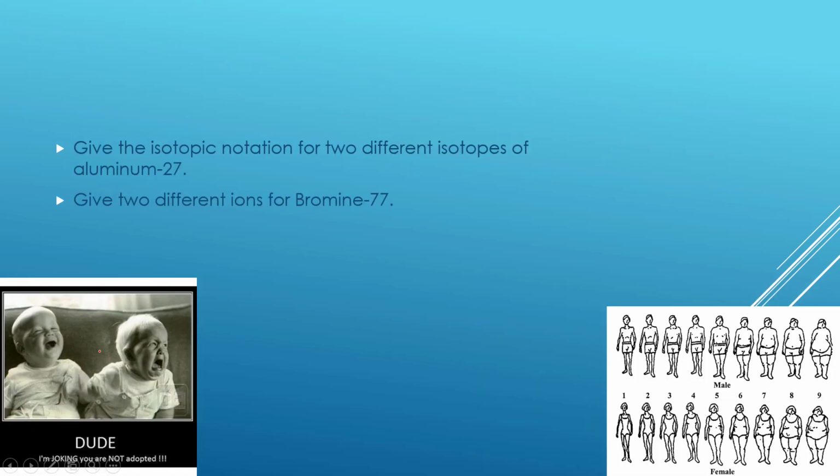Give the isotopic notation for 2 different isotopes of aluminum. Aluminum-27. I'm going to have aluminum still, and aluminum always has 13 down here. It needs a different mass: aluminum-28. Another one would be aluminum-29. The number of protons is the same. See how the mass changes with different isotopes?